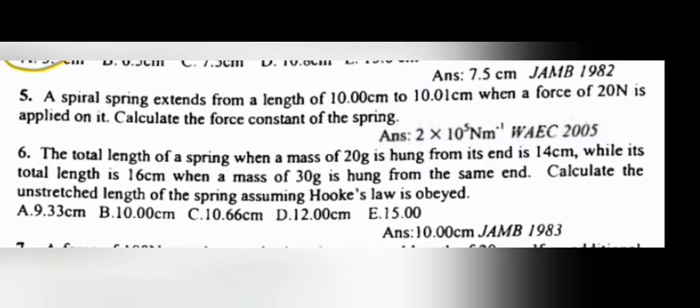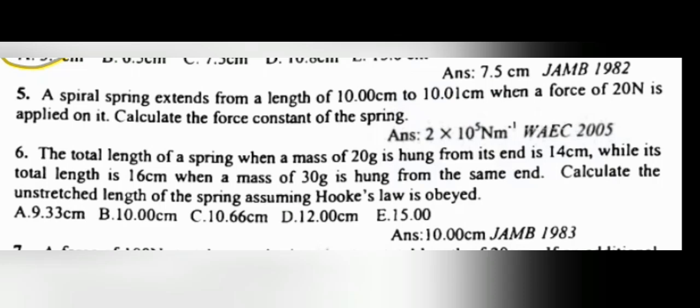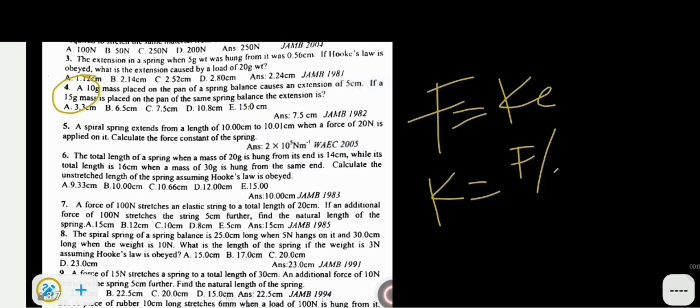For number 5, we're told that the spring extends from a length of 10 cm to 10.01 cm when a force of 20 Newton is applied to it. We are to find the force constant. You know your force constant is K, and from Hooke's law, F is KE. So you can find K. K is F over E. So we're looking for K, which is the force constant.